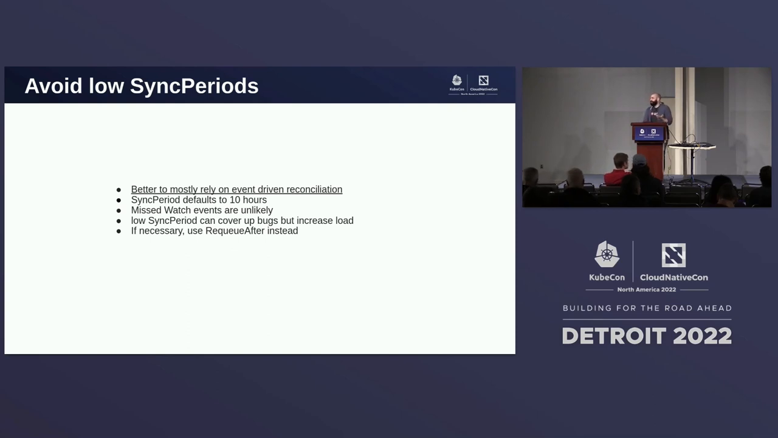And it's tempting to do because, well, what if it misses an event? It doesn't miss events. It's very unlikely. And even if it does, the next event, it'll get caught up. If you do have some bugs, a low sync period can cover them up. And wouldn't it be better to just know that you've got a bug?